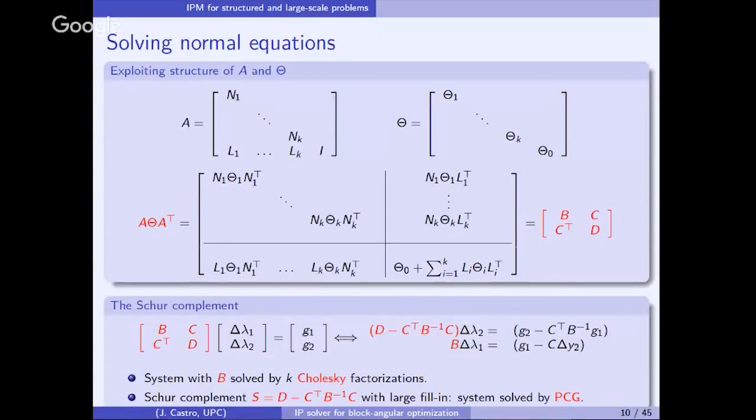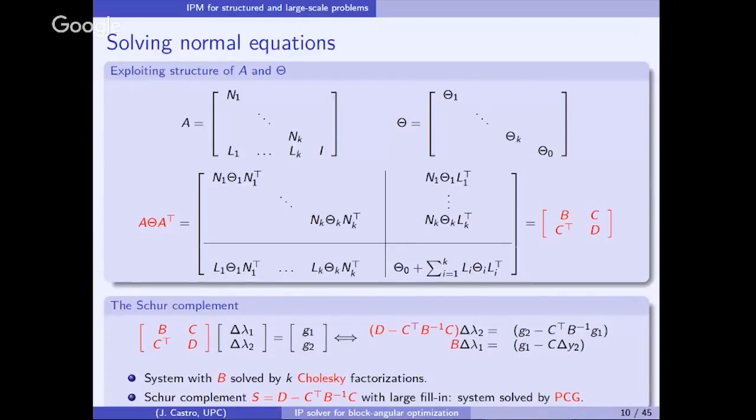The second reason, the system is usually dense, completely dense. So you have a lot of linking constraints. The system is dense, so you probably will consume all the memory of the computer. So our approach is use Cholesky for B, but use conjugate gradients for this part.